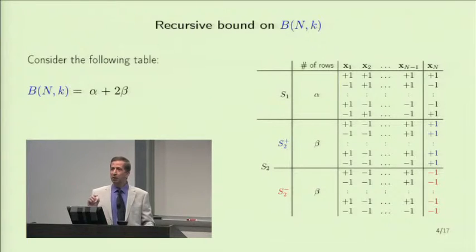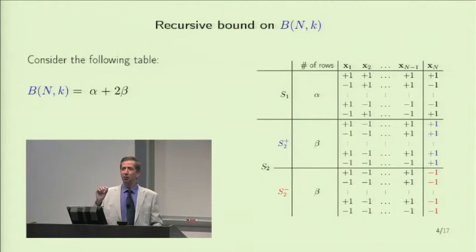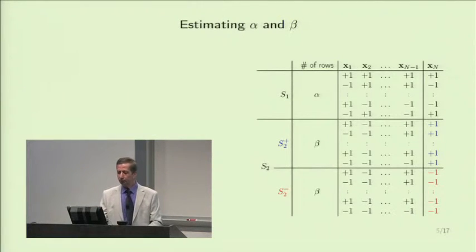Okay? So now I am going to try to find a handle on alphas and betas so that I can find a recursion for the big function B of n and k. B of n and k is the maximum number of rows, patterns, I can get on n points such that no k columns have all possible patterns. That's the definition. I'm going to relate that to the same quantity on smaller numbers, smaller n and smaller k. So the first step is to estimate alpha and beta.